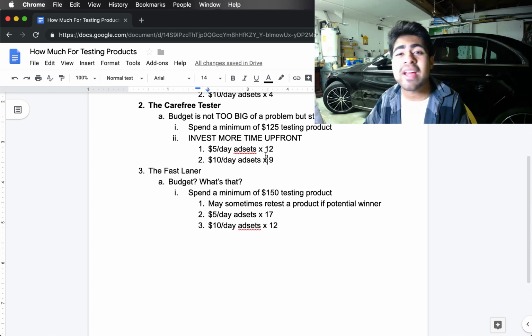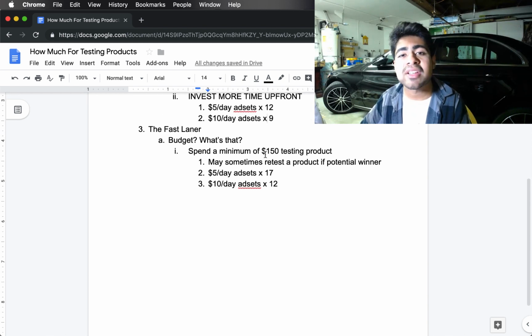They're willing to spend whatever, as long as it's not over $4,000, $5,000. They're willing to invest as much money as needed because budget is not a problem for them. And this is the category which can spend the most amount on ad sets and the most amount on products, and also in most cases find the most amount of success because they're testing more products at higher budgets.